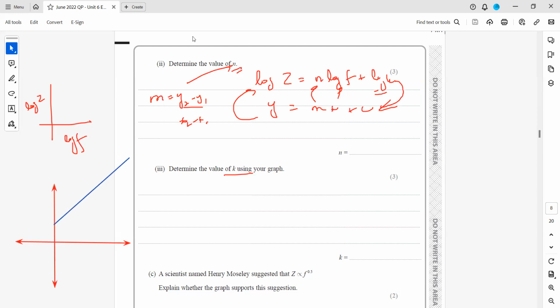So using the y-intercept, this is the y-intercept. So the y-intercept is equal to k. The value of the y-intercept from your graph is not equal to k, it will be equal to log k, so then you have to take the anti-log. How to take the anti-log means 10 to the power of the y-intercept. That will give us the value for k, and we substitute here.